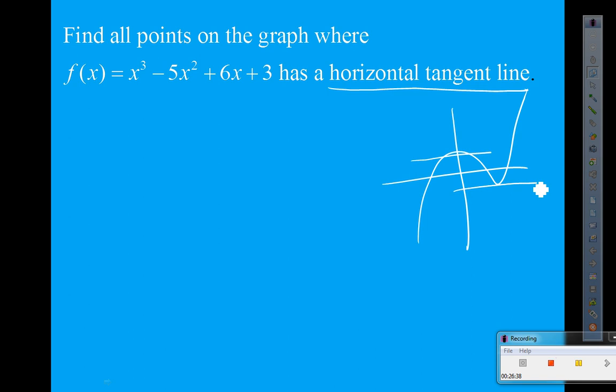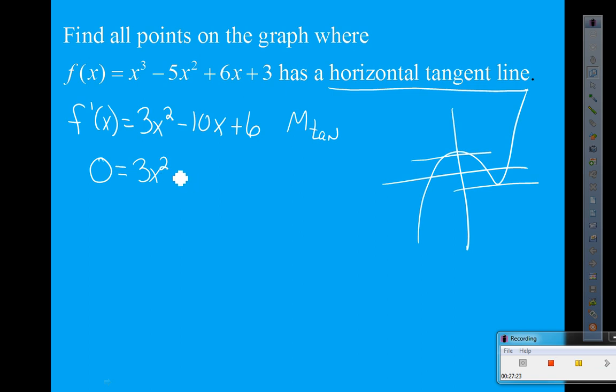So think about this. The slope of these lines would have to be 0. So I'm going to find the derivative of this. The derivative of x cubed is 3x squared. The derivative of negative 5x squared is negative 10x. The derivative of 6x is positive 6. The derivative of 3 is 0. Keep in mind what this tells you. This equation tells you the slope of the tangent line wherever you want to find it. So I want to know where the slope of the tangent line is 0.